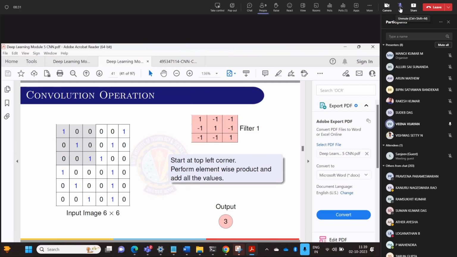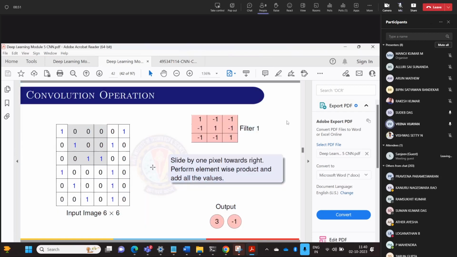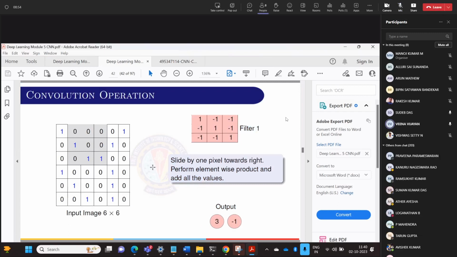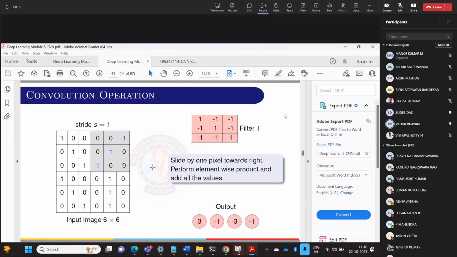Then based on stride, we will move to the next position. If stride is 1, we will go from this 1 by 3, so this is a 3 by 3 matrix, then we will start from 2 to 4. So if you see here, in this case, stride is 1. It's going 1 by 1. Like this, it will cover all the edges. So if stride is 2, it will go directly to the third position. It will not take the second position.